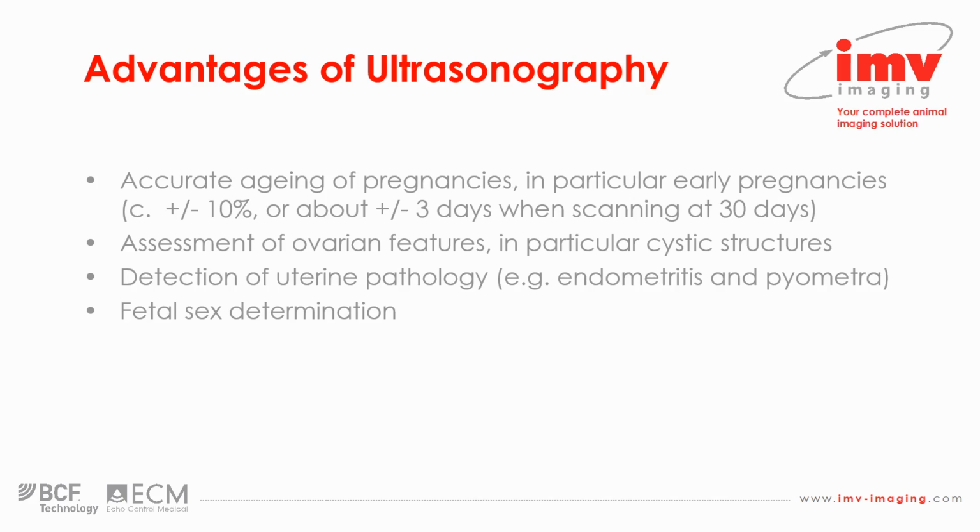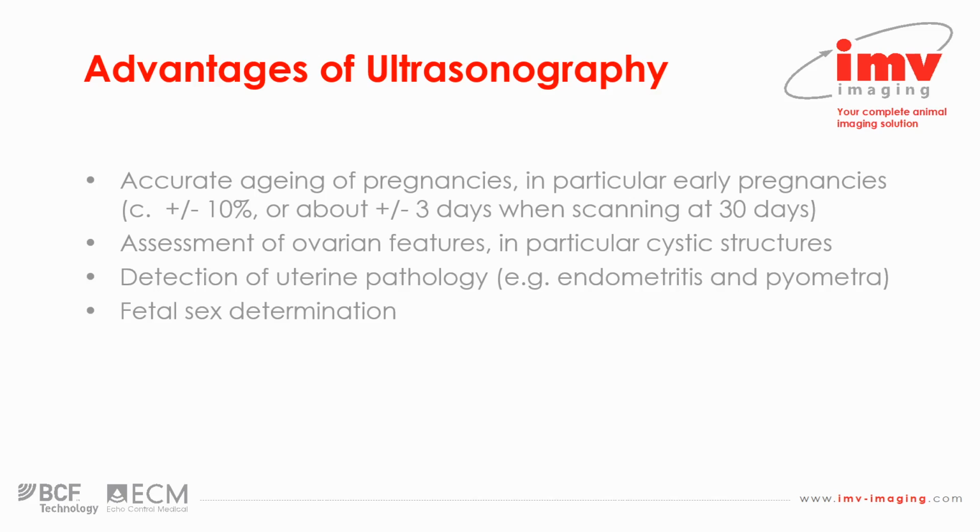We're also able to accurately assess ovarian features, in particular cystic structures. Now, via palpation alone, you can certainly identify certain ovarian structures, and included in that is cystic structures. But one of the key steps we need to take with a cystic structure in their management is to decide whether they're luteal or follicular in nature. And that's not possible reliably with any method except ultrasonography.